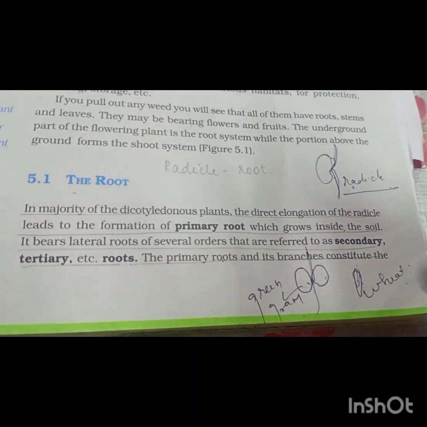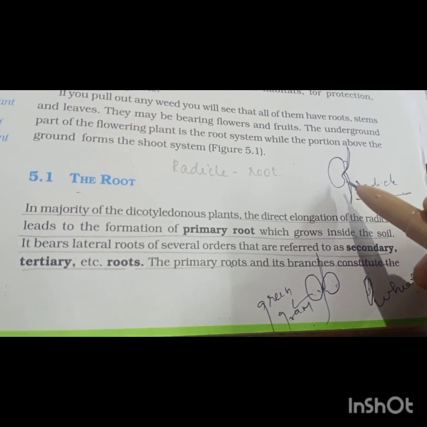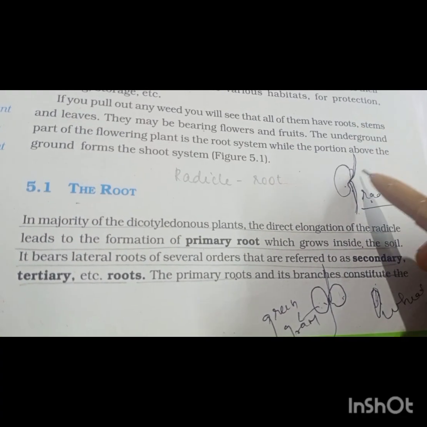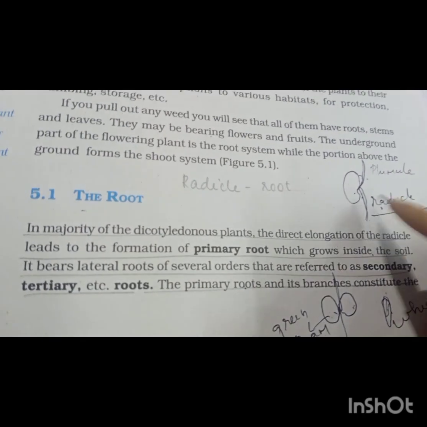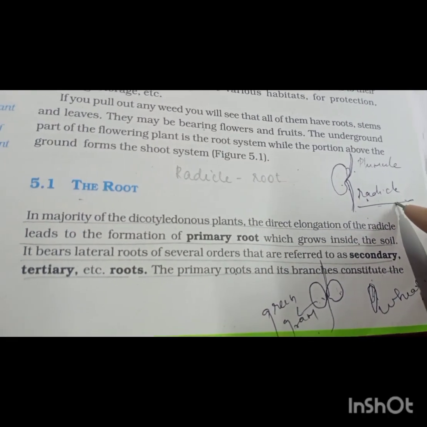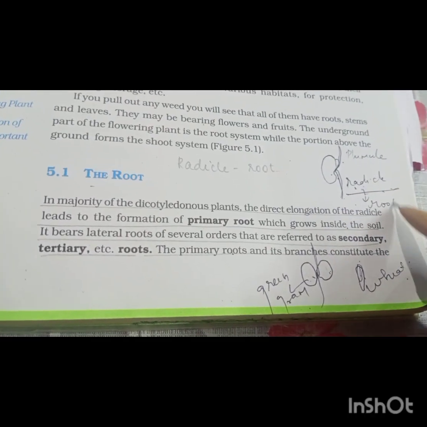So the plants possessing two cotyledons are dicotyledons, and the plants possessing single cotyledons are monocotyledons. So when you allow a seed to sprout, you can see two structures like this. The structure pointing upward is the plumule. So this is plumule, and the structure pointing downwards is the radicle. So the radicle will give rise to roots.